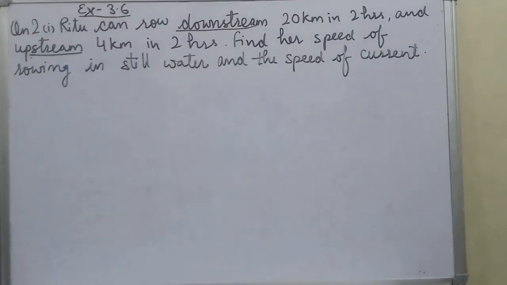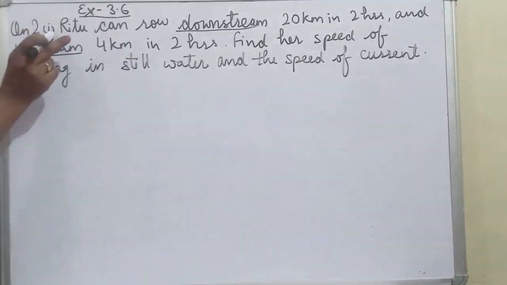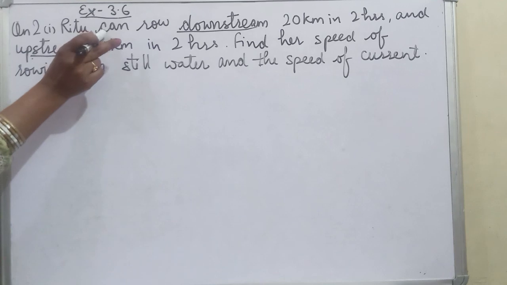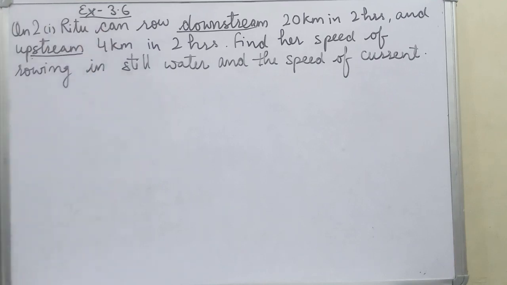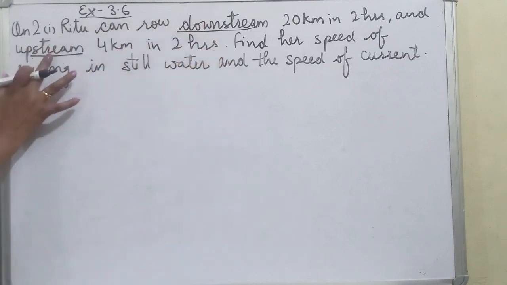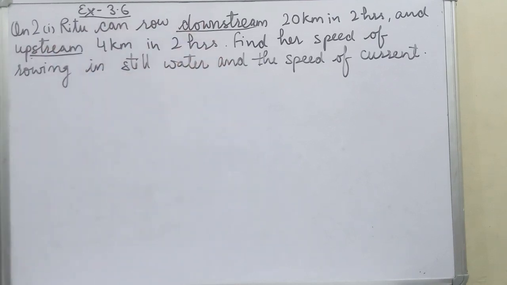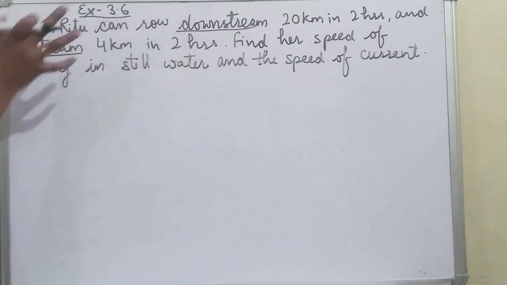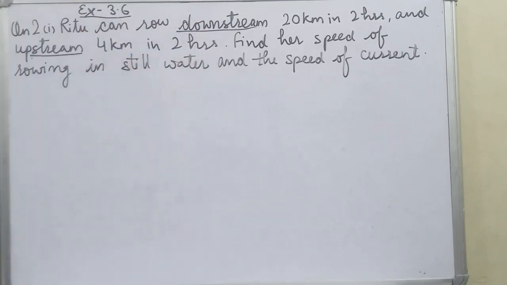This is exercise 3.6 and question number 2, part number 1. It's a very important word problem, and before doing this word problem, I want to make clear to you these two words, downstream and upstream. If you know the concept of these two words, you can do this question easily.